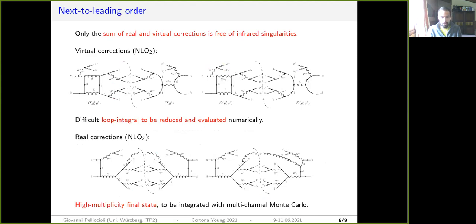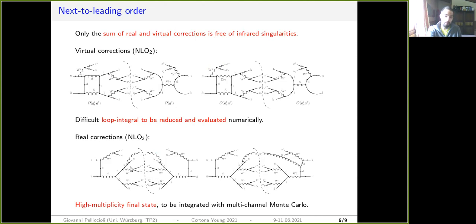I want to stress that when dealing with NLO corrections, one needs to sum over real and virtual corrections, because just the sum of the two sets of contribution is free of singularities of infrared origin, both in the QCD sector and in the QED sector. So when one computes the NLO2 corrections, for example, one needs to sum over all these classes of contribution, which is definitely not straightforward because one needs to compute difficult loop integrals, up to 10-point functions, that need to be reduced and evaluated. And from the real side, one has also to sum over different contributions.